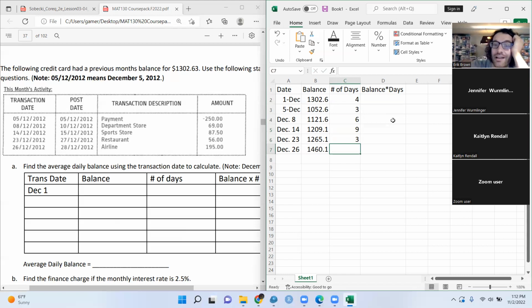But then for the last one, we can't do 31 minus 26, which is 5, because that doesn't count December 31 in the number of days. Because the balance remains this balance through the 31st. And then January 1st is when the fees are going to go into effect, at least the way the scenario is set up here. So this is really 6 days that it remains this, because on December 31st, we add that day. Whereas on all of these, when we subtract 5 minus 4, the fifth day, December 5th, isn't included in the count of days, because that's when the balance changes.